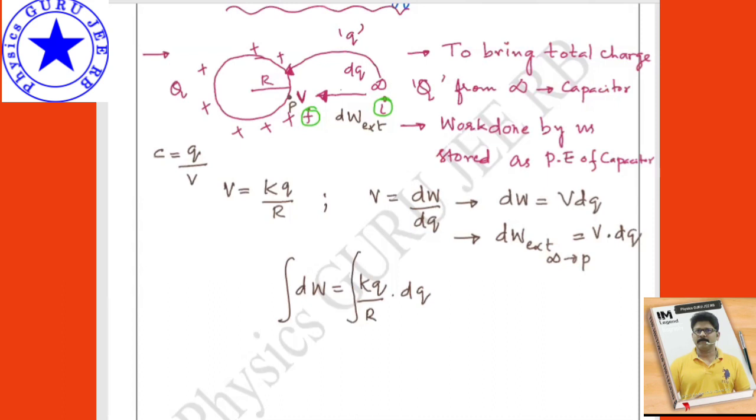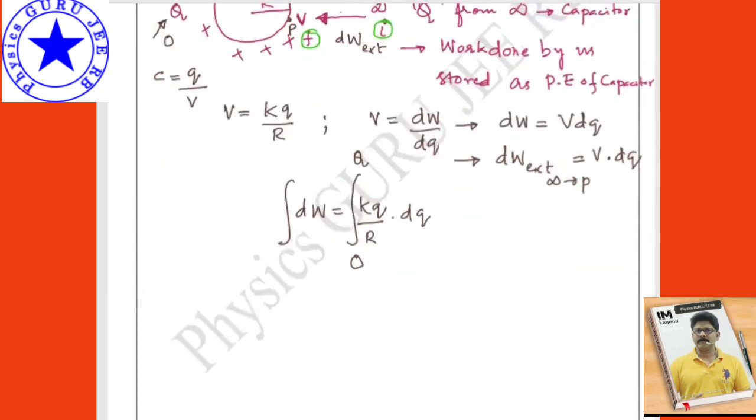Then the integral of dW is W, of course. Here, the integral of kq by r. From where to where do I have to integrate? Already a small charge is there. We want to bring the total charge. Initially it is 0, so 0 to the maximum charge Q, that is 0 to capital Q.